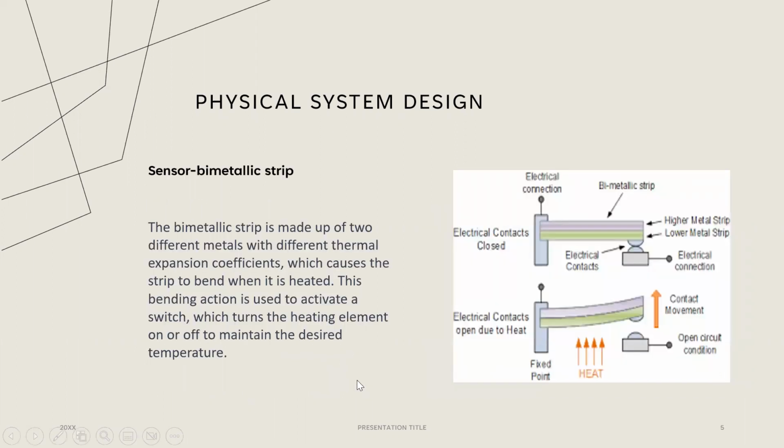My physical system design. So here I use a sensor, a bimetallic strip, and the bimetallic strip is made up of two different metals with different thermal expansion coefficients, which causes the strip to bend when it's heated. This bending action is used to activate a switch, which turns the heating element on or off to maintain the desired temperature. In my control system, this bimetallic strip is going to bend up and stop the circuit, which will stop the heat from reaching the water when the water reaches target temperature.